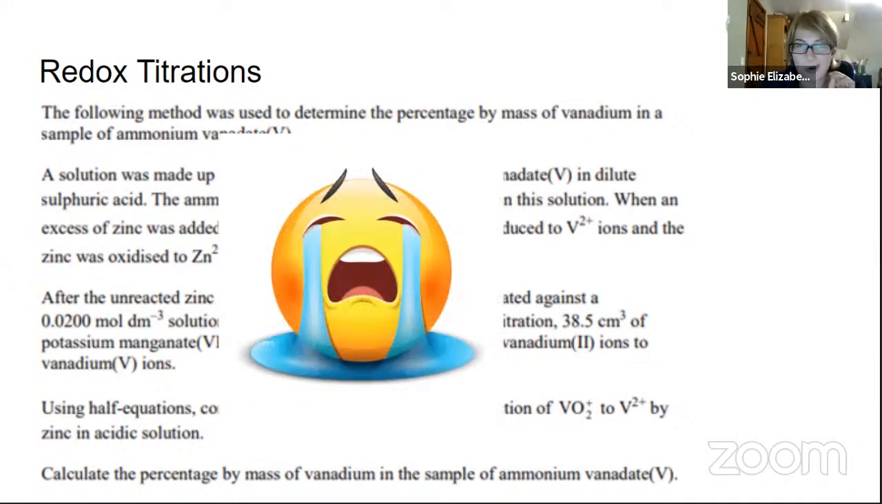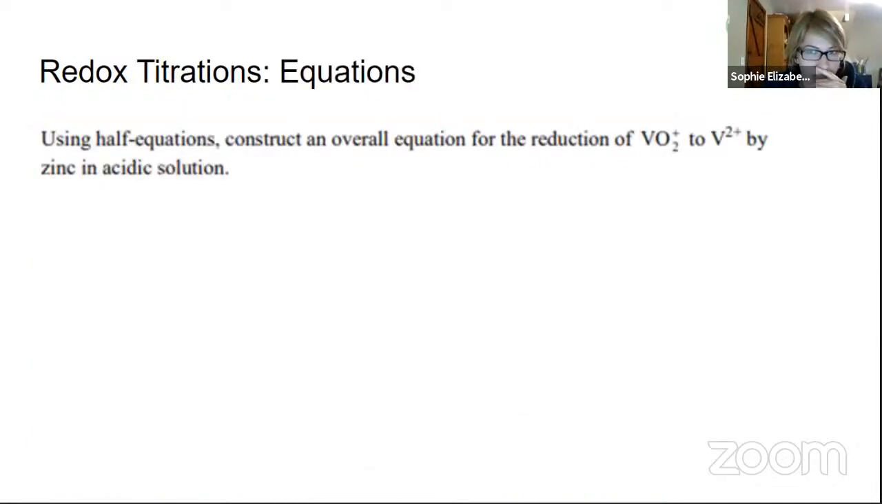I was like, this is horrible. These wordy questions are the ones they always do at the end of the exam to basically separate your A's from your A stars. It's mean. But I'm going to take you through a step-by-step approach, which, when you have redox titrations, works with pretty much all of them.